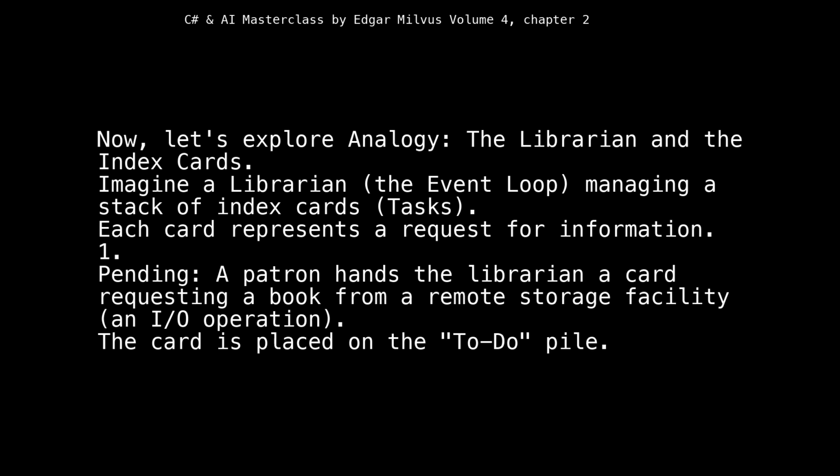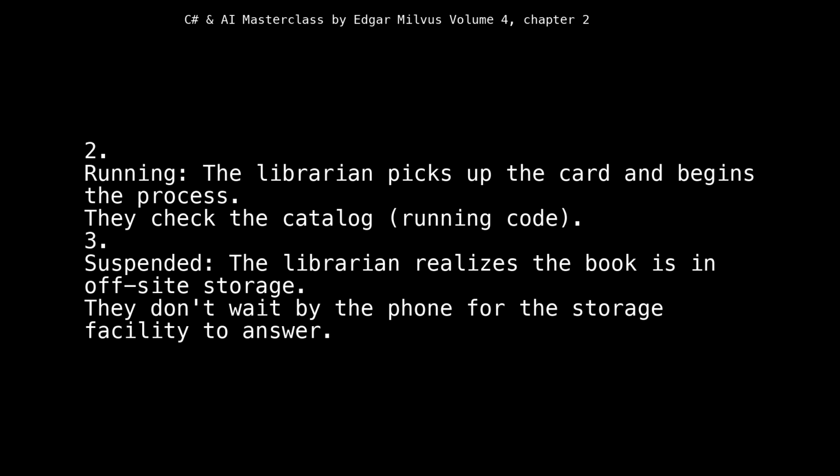Now, let's explore an analogy: the librarian and the index cards. Imagine a librarian, the event loop, managing a stack of index cards, tasks. Each card represents a request for information. 1. Pending: a patron hands the librarian a card requesting a book from a remote storage facility, an I/O operation. The card is placed on the to-do pile. 2. Running: the librarian picks up the card and begins the process. They check the catalog, running code.